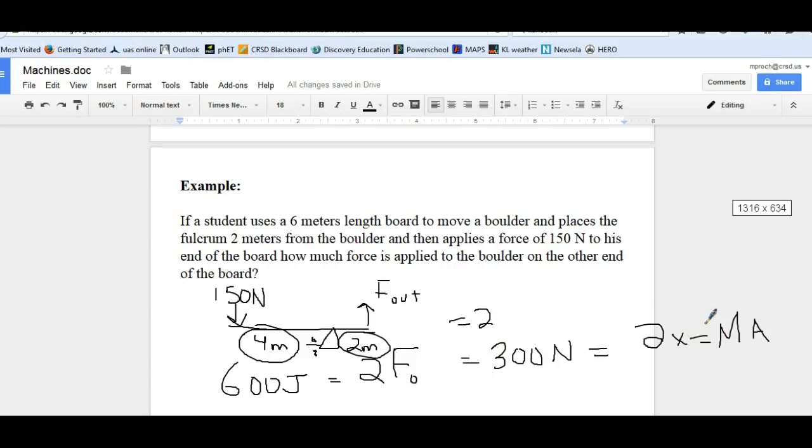So that's an introduction to machines and mechanical advantage. Hope that makes sense to you. Make sure you annotated these notes.